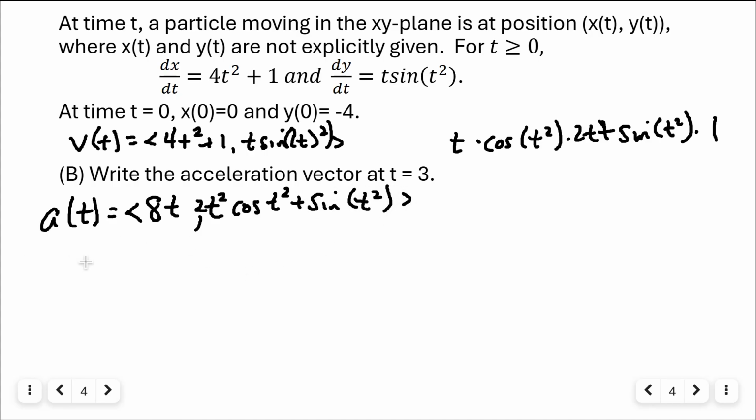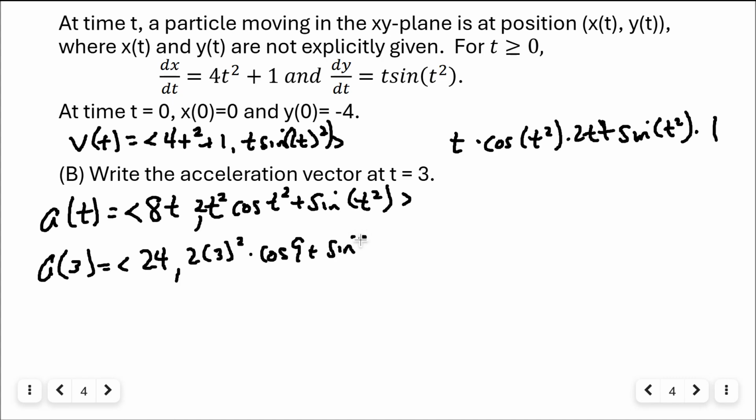So there's my acceleration vector. Now I want to evaluate that acceleration vector at t equals 3. So a of 3 would be ⟨24, 2 times 3 squared cosine 9 plus sine 9⟩. So that would be 24 in the x direction, and then it would be 18 cosine 9 plus sine 9.